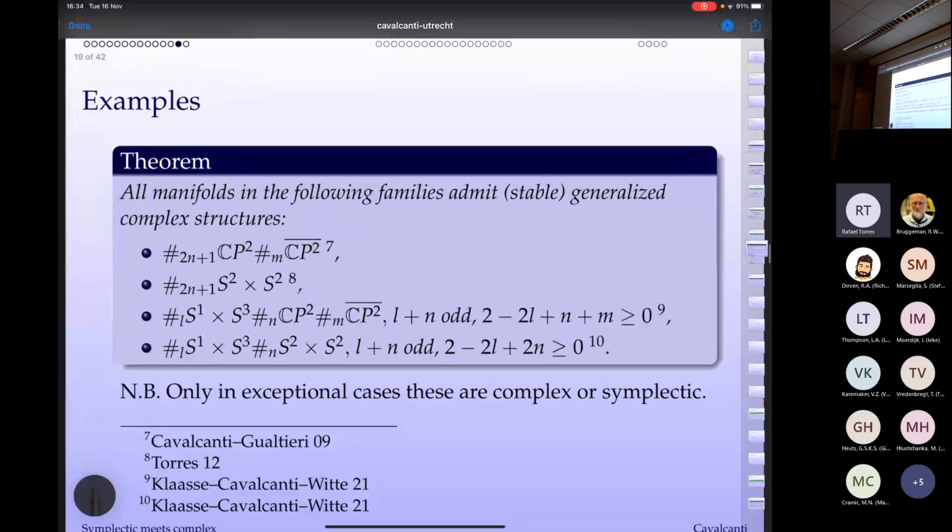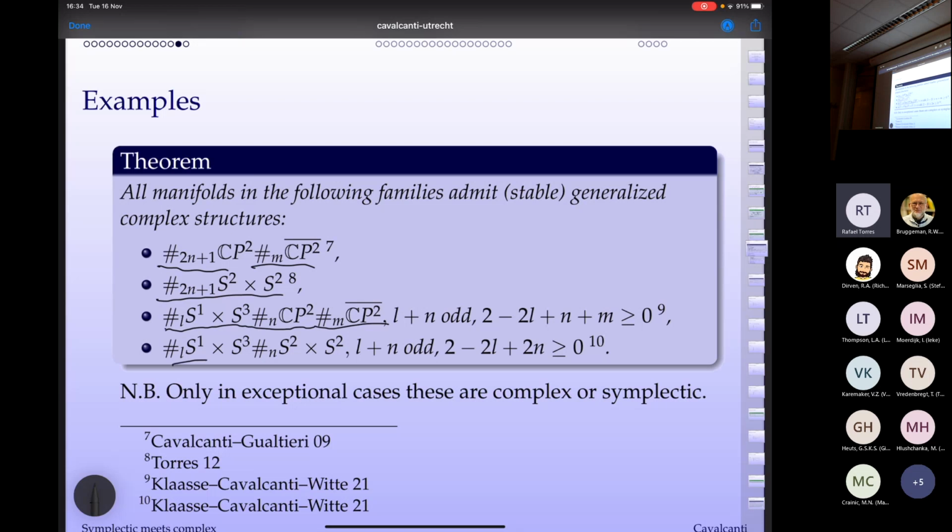So just to give an idea, those are local examples, but you actually have a collection of examples that happen in compact manifolds as well. So you can use those toy models to glue them into compact manifolds. And here we have a collection of them. If you look at all these families here, connected sums of an odd number of CP2s and any number of CP2 bars always have a generalized complex structure. Sums of an odd number of S2 cross S2s also have a generalized complex structure. And you can have sums of a certain number of S1 cross S3s, CP2s plus CP2 bars.